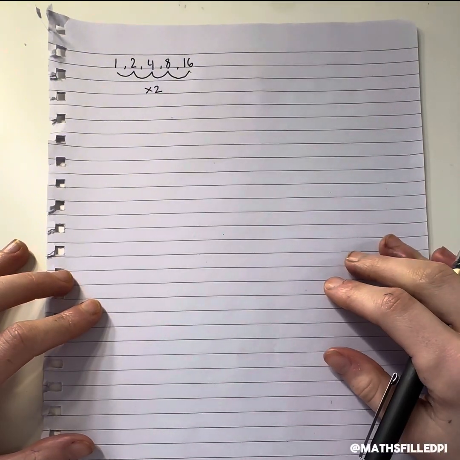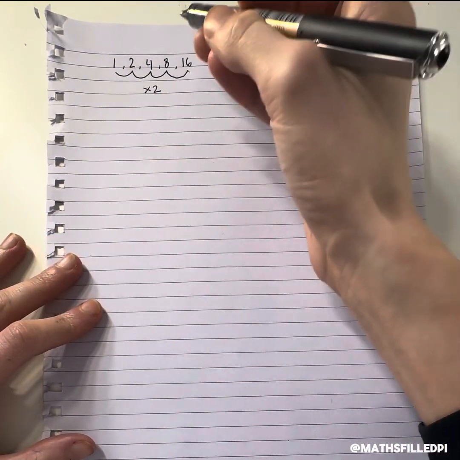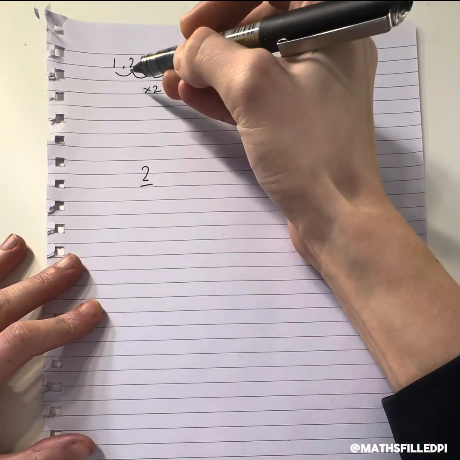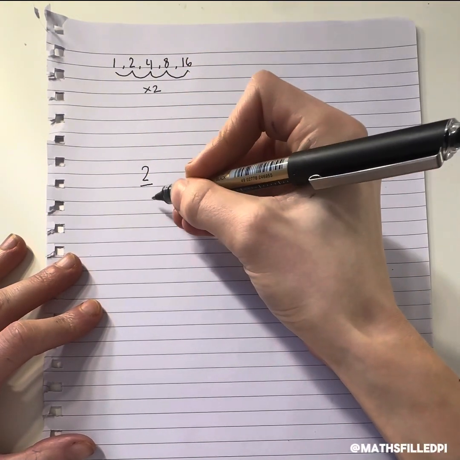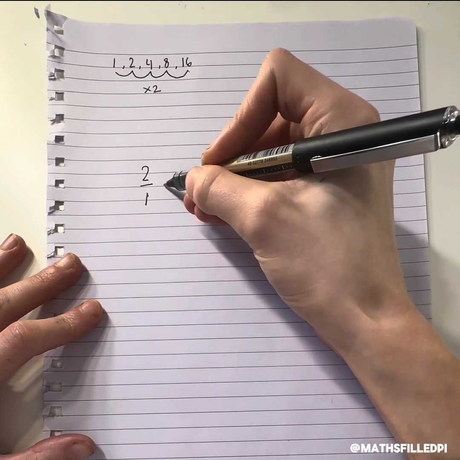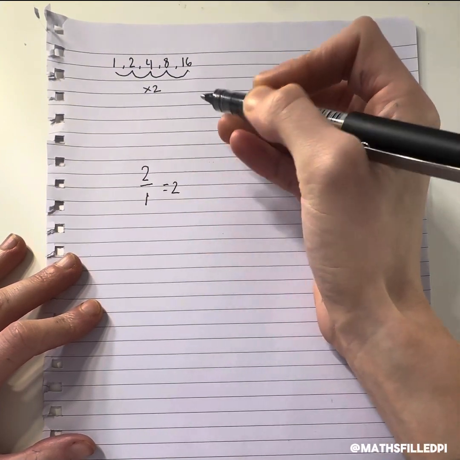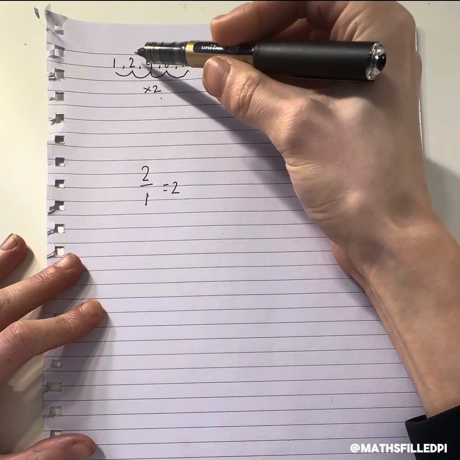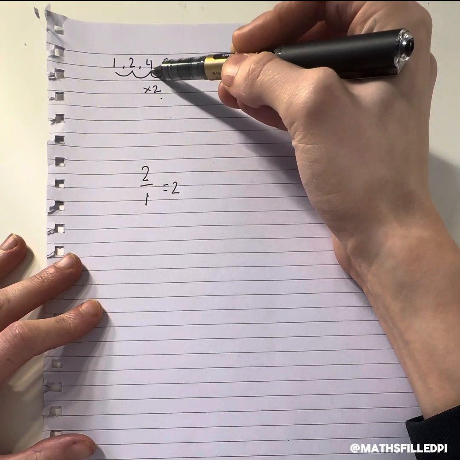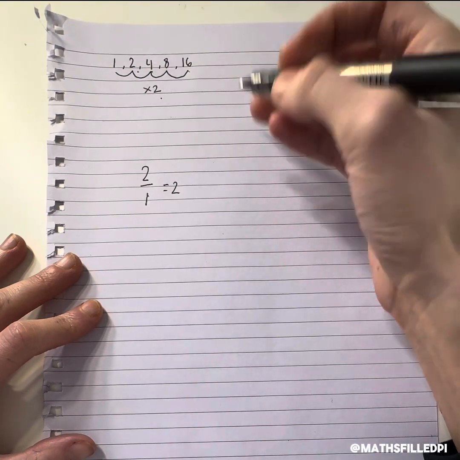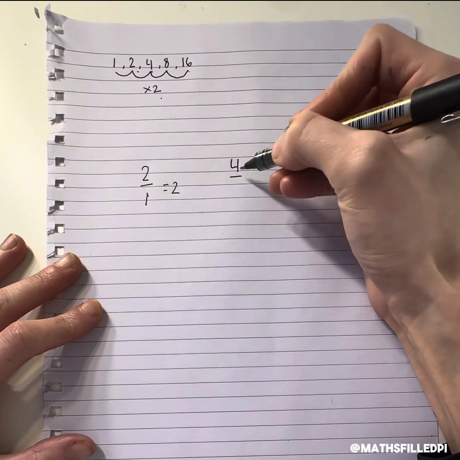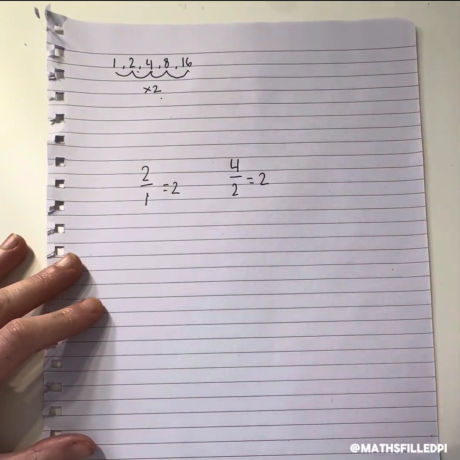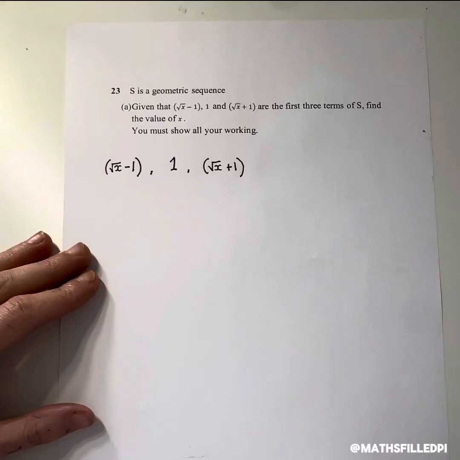If you're confused about this, I'll show you on this example. So if we divide the second term, which is 2, by the first term, which is 1, it equals 2, which is what we times by. If I divide 4 by 2, which is our third term divided by our second term, then I also get 2. So that's just how it works.